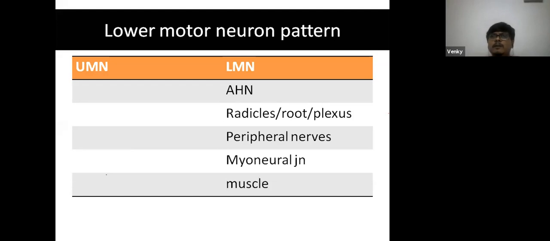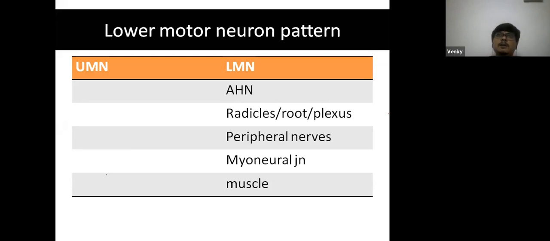In case of peripheral nerve lesion, definitely there will be wasting and atrophy, and both motor as well as sensory will be involved along the particular nerve. For example, radial nerve means radial nerve motor and sensory will be involved.